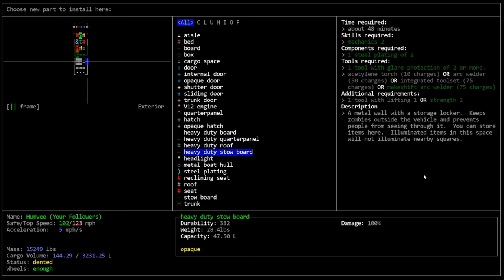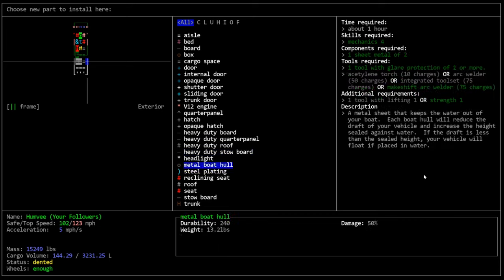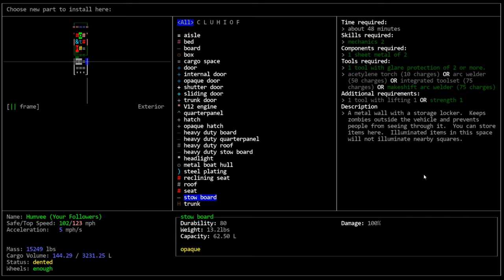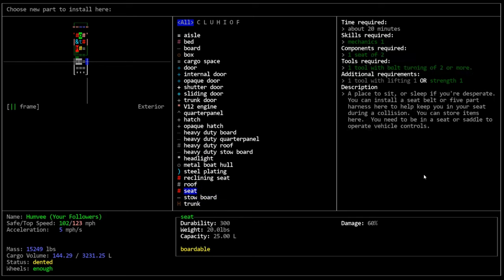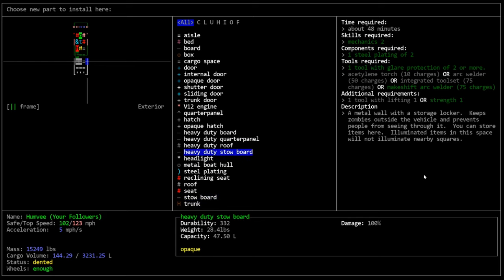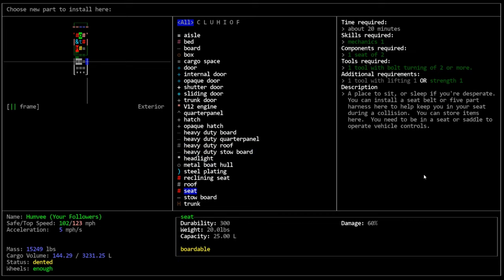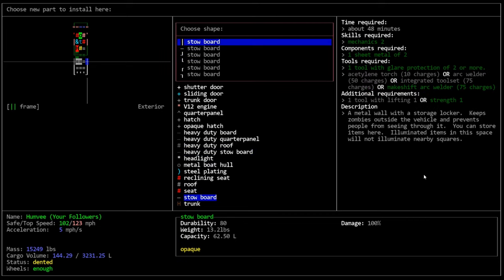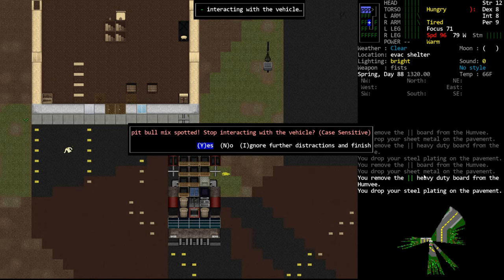Is there heavy stow boards? There are heavy stow boards. What's the storage? 47 liters as opposed to... So the heavy stow board is even less capacity than the regular stow board, and it weighs more. Considerably more, about double the weight, and the durability is like four times as much. Again, I just don't really see a need for it, so we're just going to install regular stow boards, and it is what it is.